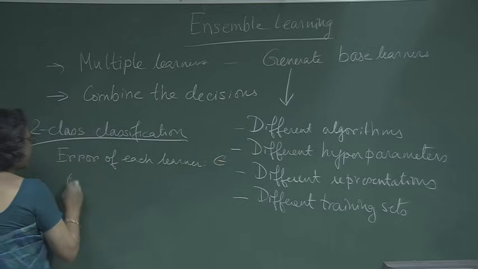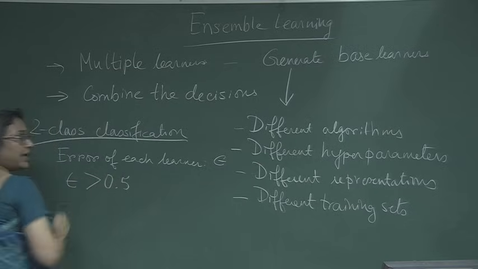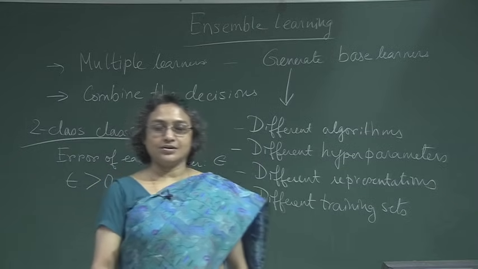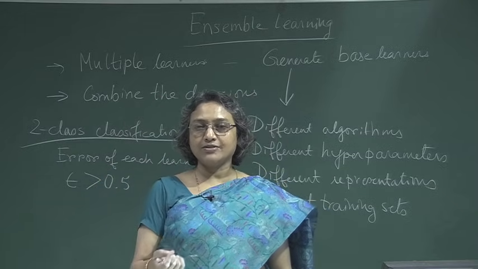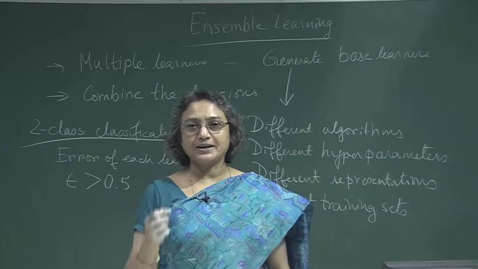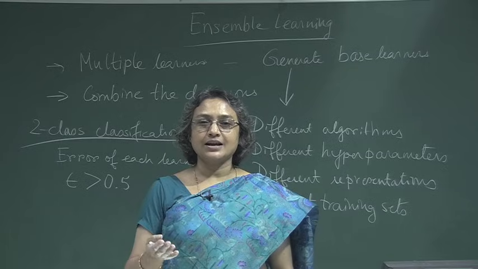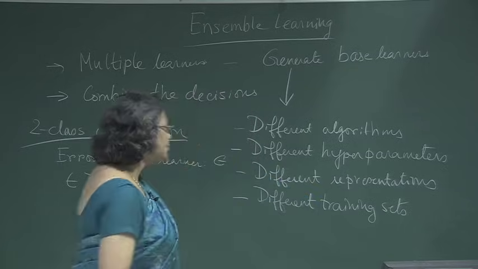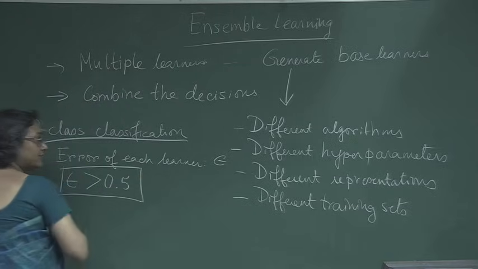But so epsilon has to be greater than 0.5. Why? Epsilon equal to 0.5 is a random model which does not give any information. That is, for an example that you give, it has 50% chance of being positive, 50% chance of being negative. So, error equal to 0.5 does not give you an informative learner. So, for any learner, error has to be less than 0.5.